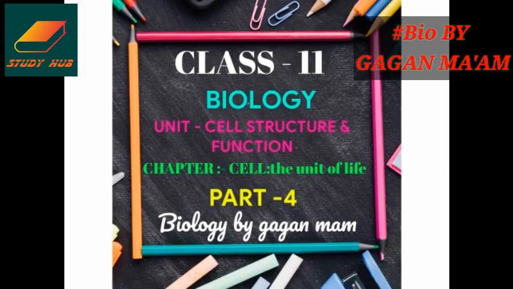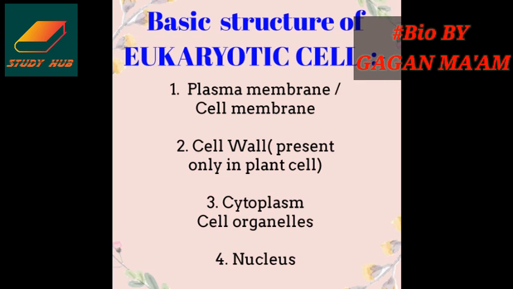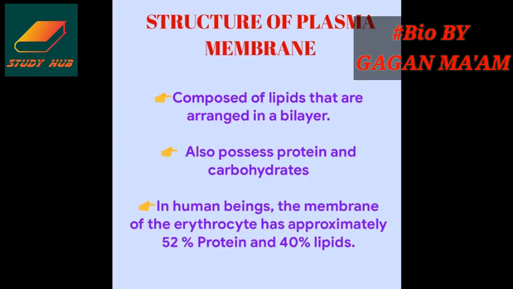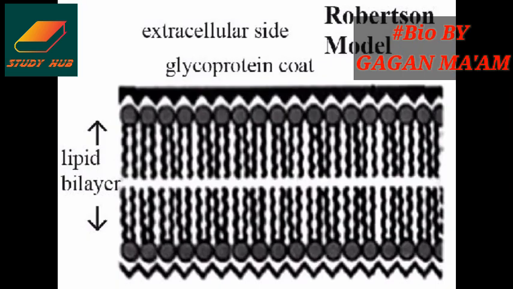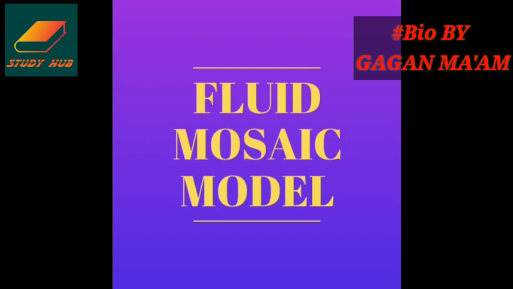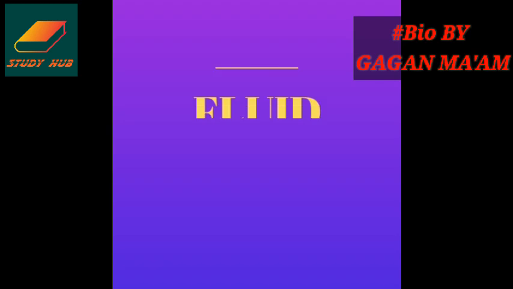Good morning students. In the last video we discussed the basic structure of the eukaryotic cell. We also discussed the cell membrane, its composition, and the structure of the cell membrane or plasma membrane. We also discussed some of the models proposed to explain the structure of the plasma membrane. First we studied the Robertson model. Next we studied the Davson and Danielli model, also termed the sandwich model. But both models were rejected because they fail to explain the selective permeability of the plasma lemma.